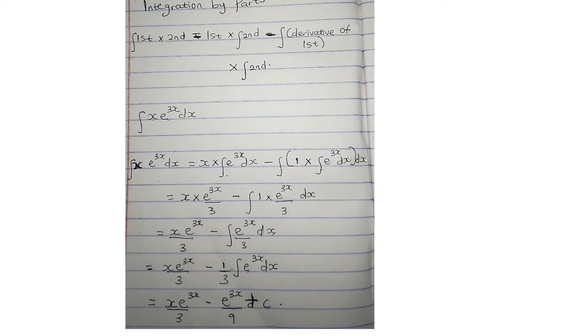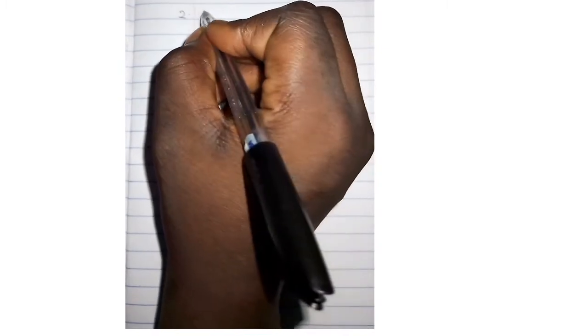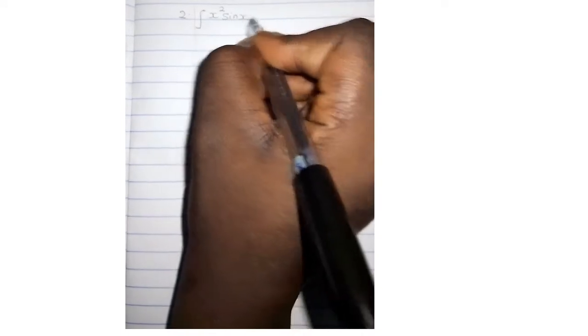So we're going to take another example. Now we're given the integral of x squared sine x dx. We're going to still use the same method, which is looking for the simplest function to differentiate, and the simplest function we can differentiate is x squared.